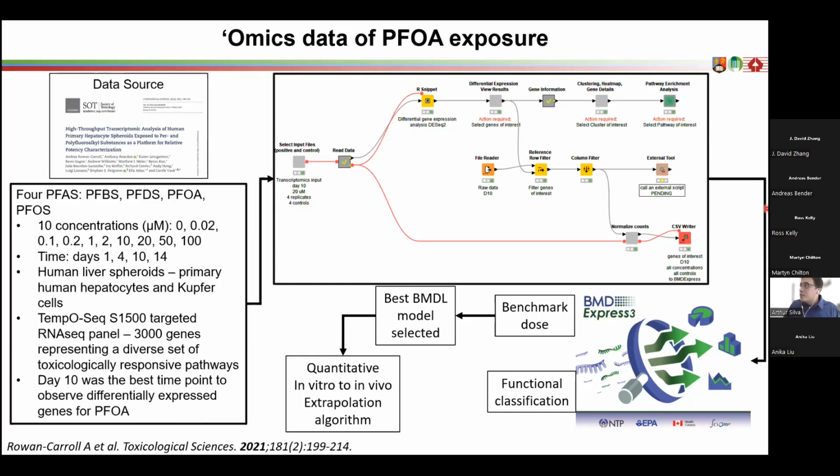Afterwards, we used the list of genes of interest as an input to BMD Express 3, where we performed benchmark dose modeling and a functional classification. After conducting the benchmark dose modeling, we selected the best BMDL model and then used the concentration response data related to this best BMDL model as an input to our quantitative in vitro to in vivo extrapolation algorithm.